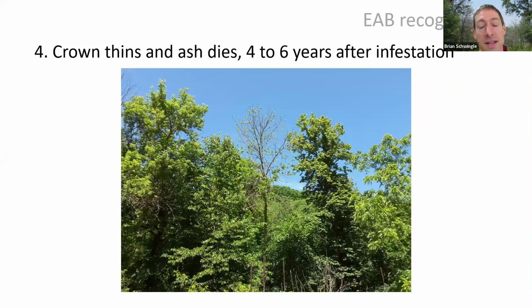And then eventually the crown will thin, like you can see on this poor little ash here in southeastern Minnesota, and then the ash tree dies. And it'll die in central and southern Minnesota for about 4 to 6 years after the initial infestation. So it doesn't die as quick as with Dutch elm disease or oak wilt. It dies slower.